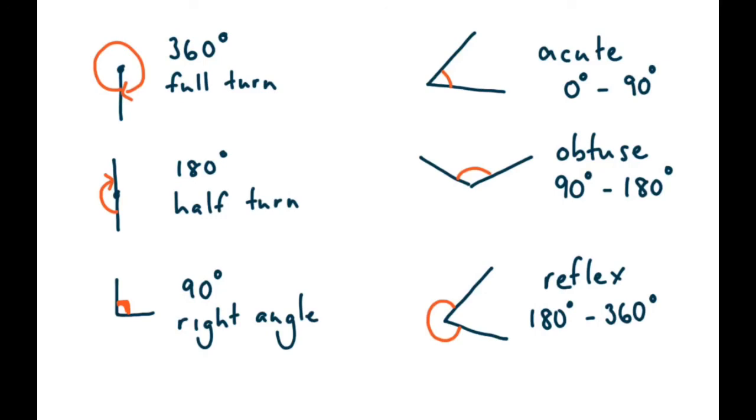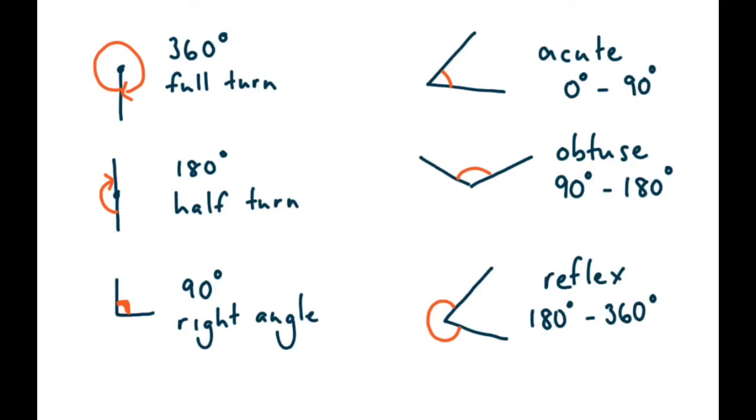An acute angle is any angle that's between 0 and 90. So an angle of 23 degrees would be an acute angle. An obtuse angle is any angle between 90 degrees and 180 degrees. So an angle of 102 degrees would be an obtuse angle. And an angle between 180 degrees and 360 degrees is called a reflex angle.